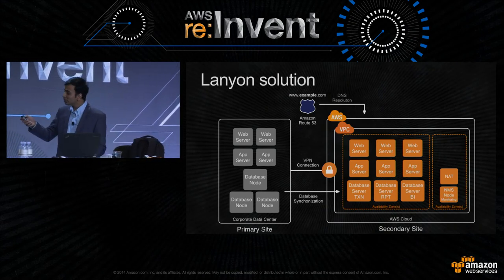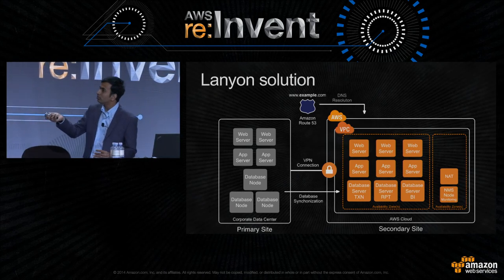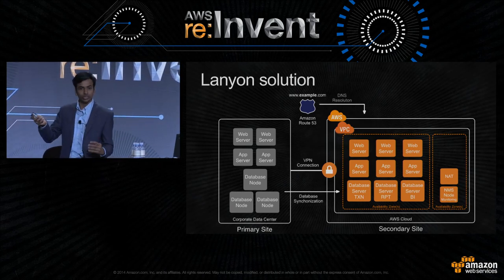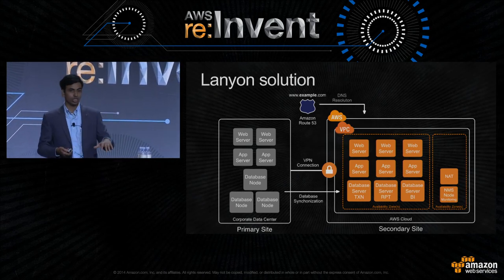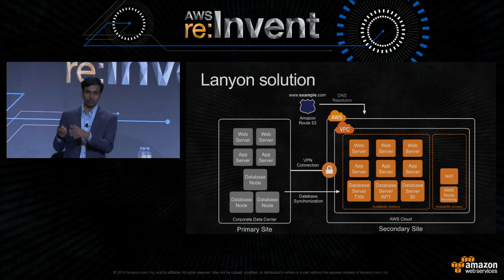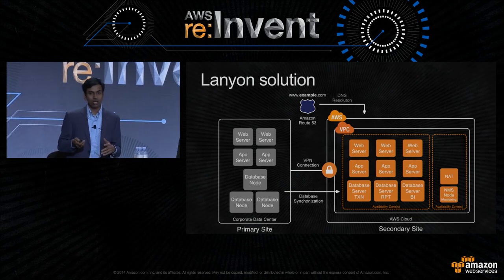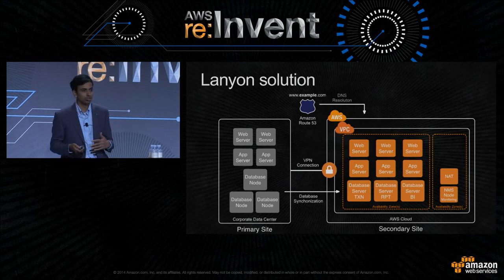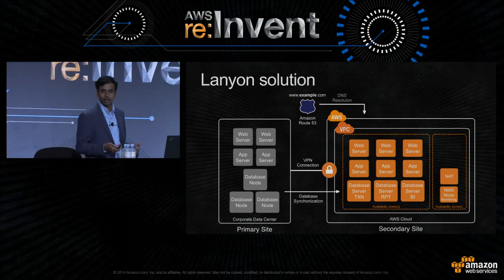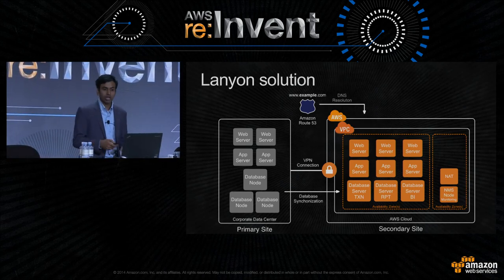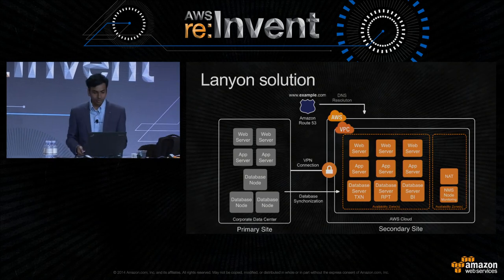We are already using Route 53 for the current production workload. So it's already there. Even though our production is on-prem, Route 53 is used as the DNS service. So when you try to switch over, it is a simple switch in Route 53, and it can be automated. That was a simple solution.